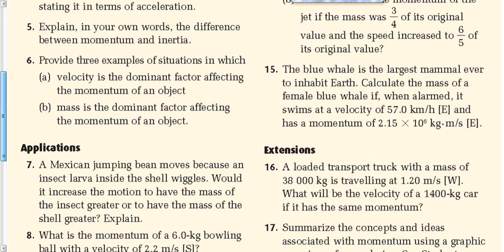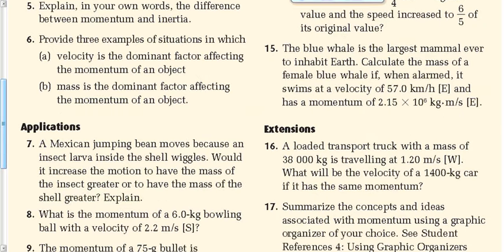It says, a Mexican jumping bean moves because an insect larva inside the shell wiggles. Would it increase the motion to have the mass of the insect greater or to have the mass of the shell greater? What's the answer to that question? Let's take a little vote here. It's democracy. How many people say it would be helpful to have the mass of the insect bigger? How many people think it would be better to have the mass of the shell bigger? Most people saying the insect.